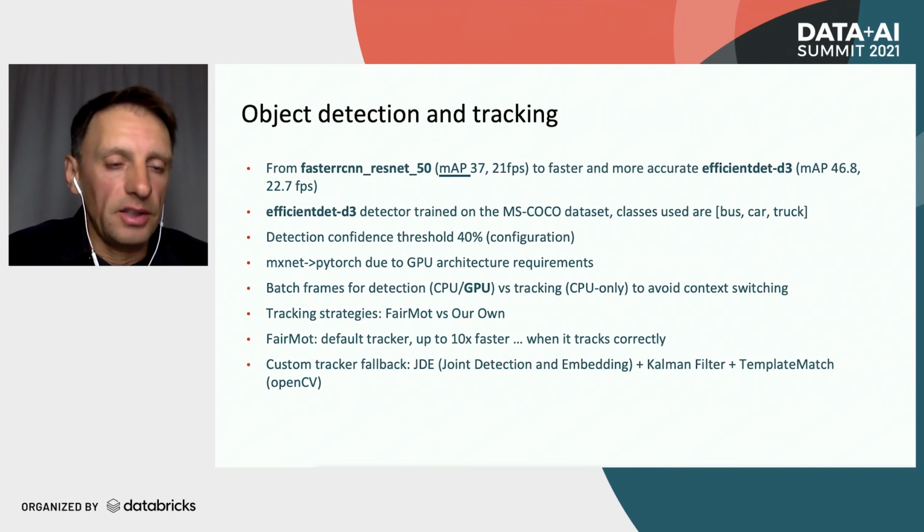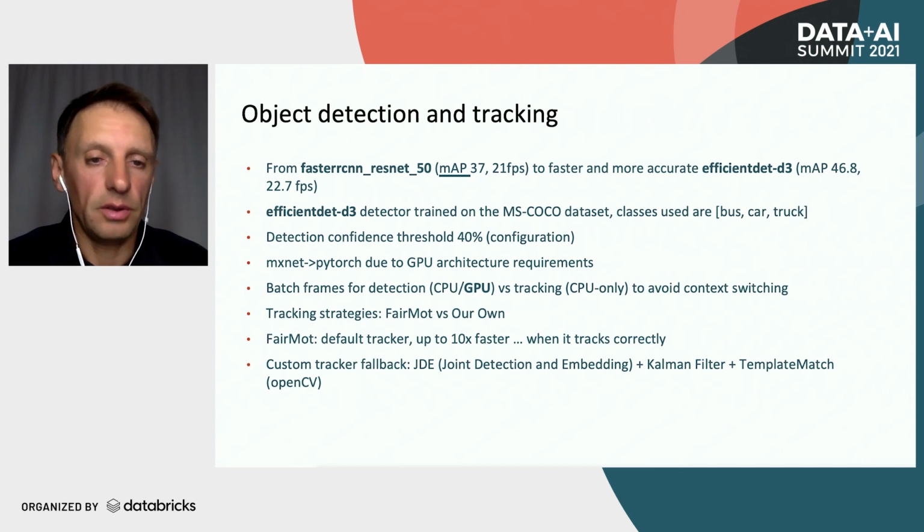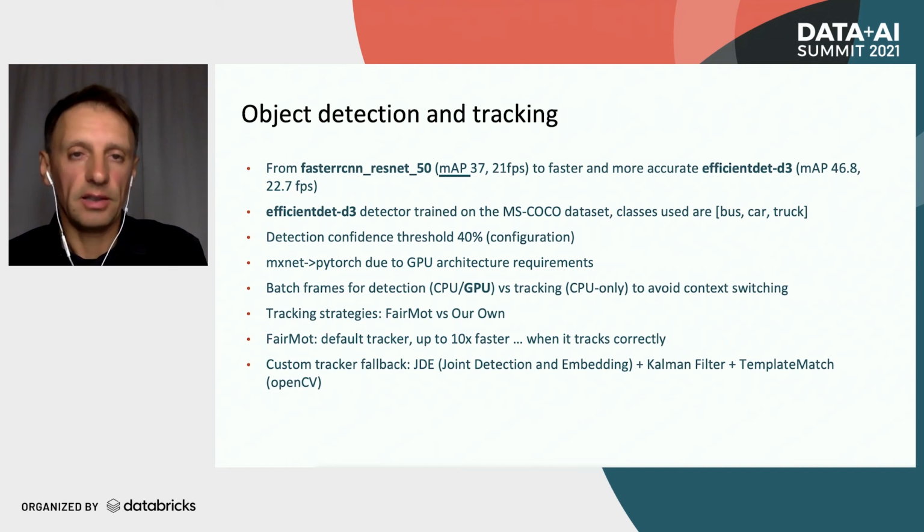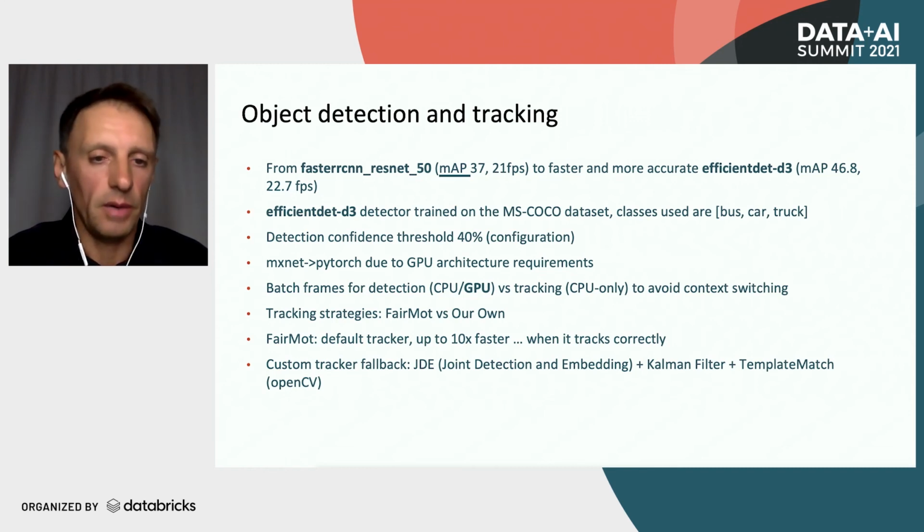And as I mentioned earlier, we had to move from MXNet to PyTorch due to the GPU architecture requirements. What also helped is batch framing. Initially we didn't do that, and as soon as we started batching, basically take a batch of 5 or 10 frames, load it into the GPU, do the object detection before you switch context and do the tracking, because the object tracking is done on the CPU. So this context switching between GPU and CPU can be expensive, and batching solved a lot of that problem.